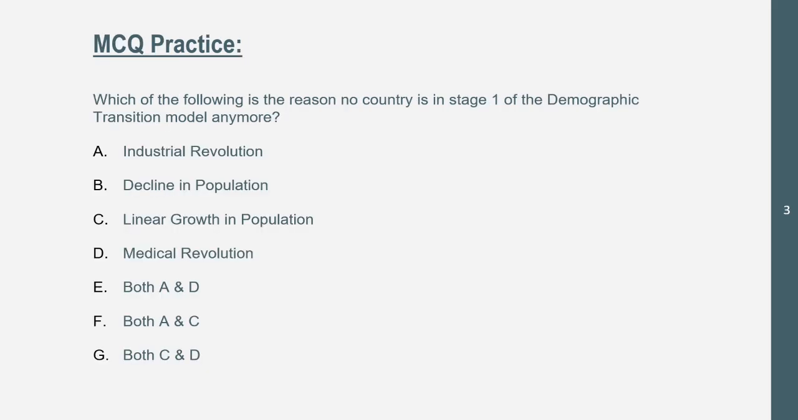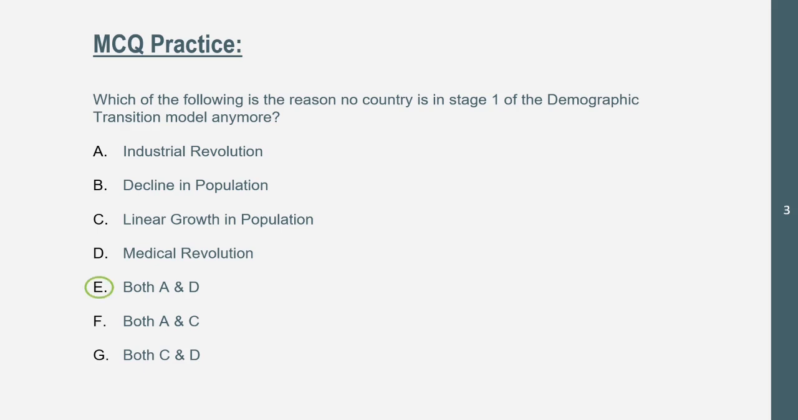Now let's get into a multiple choice question practice. Which of the following is the reason no country is in stage 1 of the demographic transition model anymore? Is it going to be A, industrial revolution, B, decline in population, C, linear growth in population, D, medical revolution, E, both A and D, F, both A and C, or G, both C and D? Alright, the correct answer is E, both A and D.